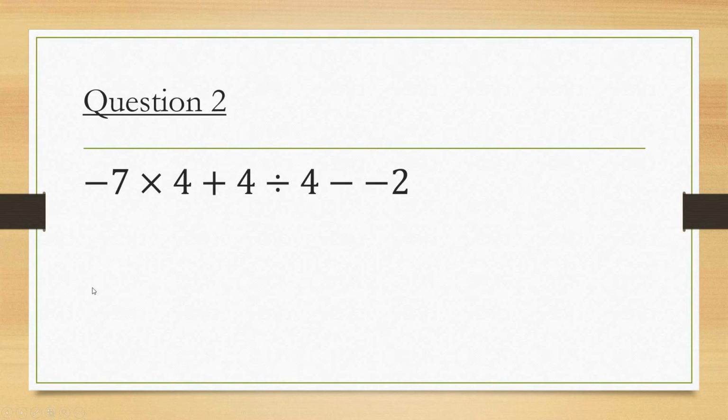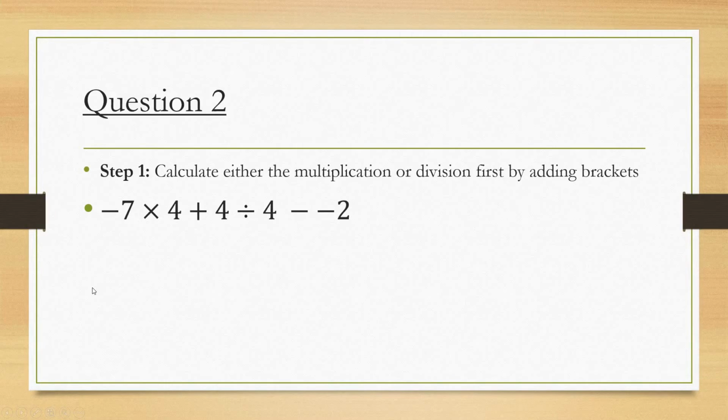Now moving on to the second question, which is less tricky, is -7 times 4 plus 4 divided by 4 minus -2. The first step to solve this is to calculate either the multiplication or division first by adding brackets. Here we'll be adding 2 sets of brackets, the first one at -7 times 4 and the second one at 4 divided by 4. As we see here, they are both multiplication and division. Moving on, we see that -7 times 4 equals -28 and 4 divided by 4 equals 1.